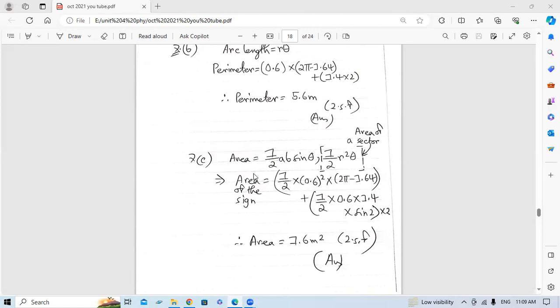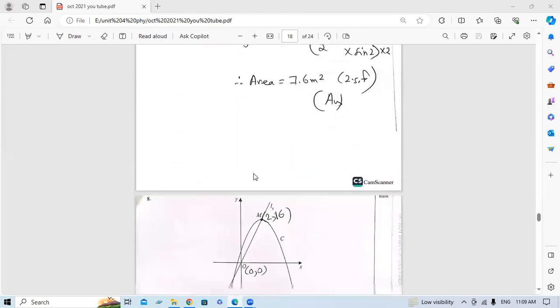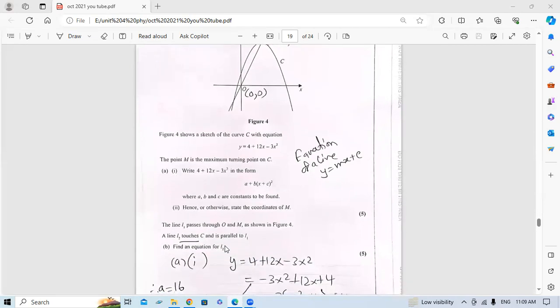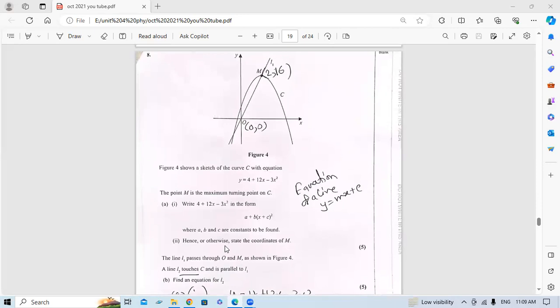Okay, let's move on to question number 8 now. Figure 4 shows a sketch of the curve C with equation y equals 4 plus 12x minus 3x squared. The point M is the maximum turning point on C. In A1, write 4 plus 12x minus 3x squared in the form a plus b into (x plus c) whole squared, where a, b, and c are constants to be found. And in A2, hence or otherwise state the coordinates of M. You just need to do the completing the square over here.